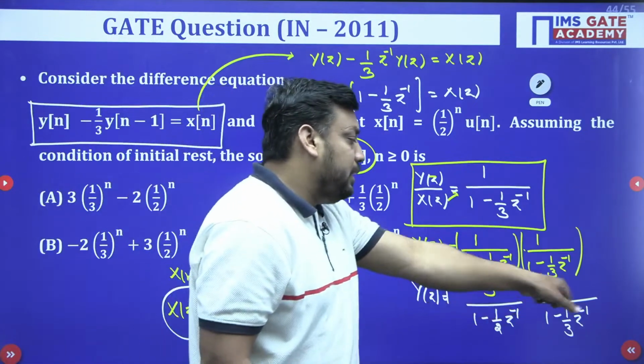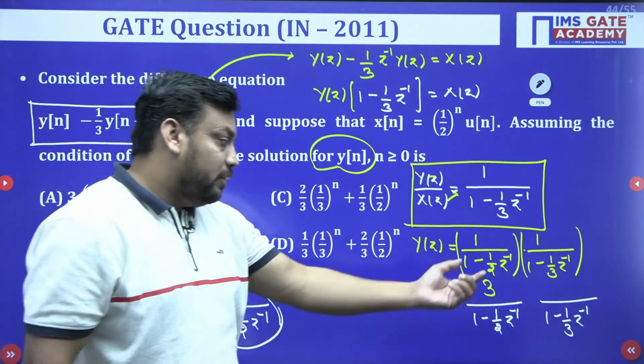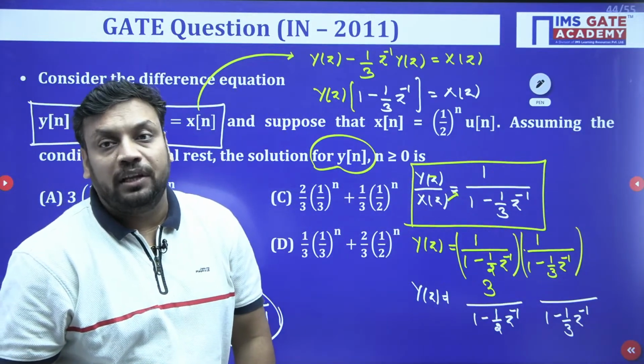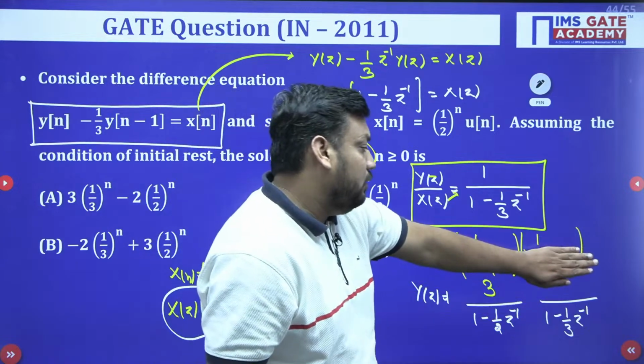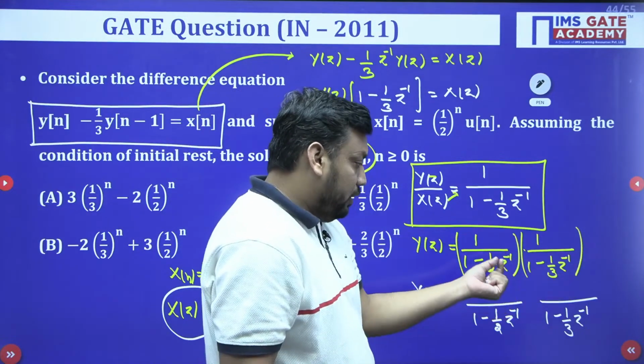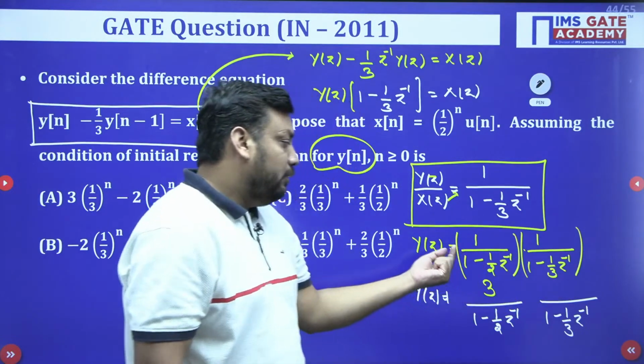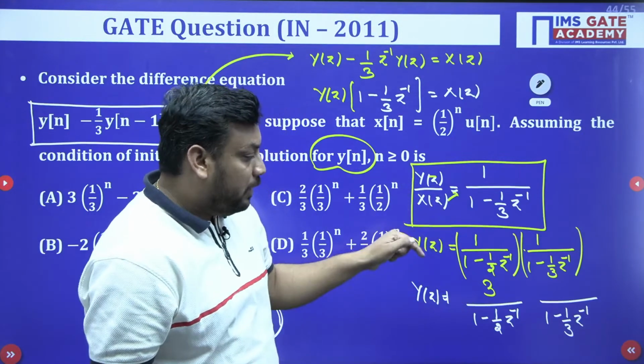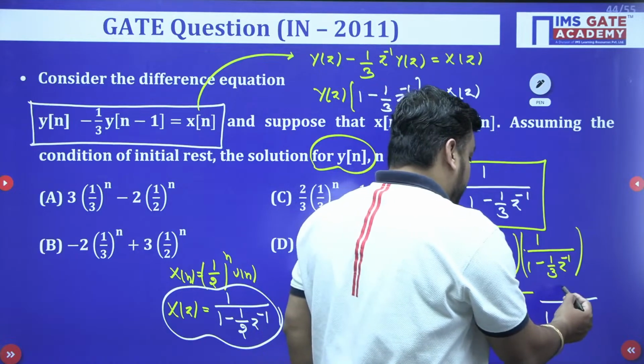Similarly, guys, 1 minus 1 by 3 z inverse, when you equate this part equal to 0, you will get z inverse equal to 3. And when z inverse equal to 3, then this part you will hide. When you put z inverse value here, it will be 1 minus 3 by 2. 1 minus 3 by 2 means minus half. 1 upon minus half will give you minus 2.